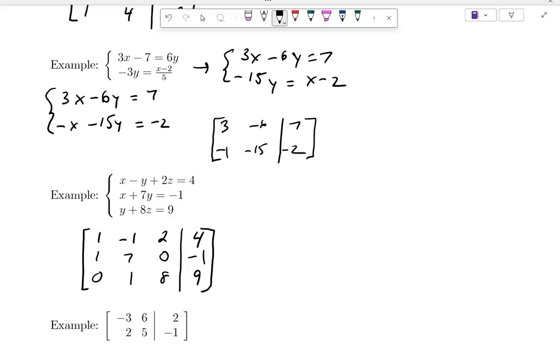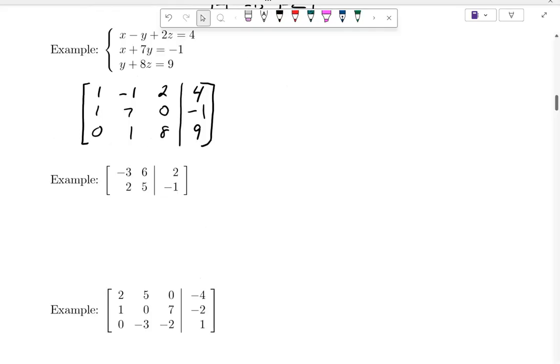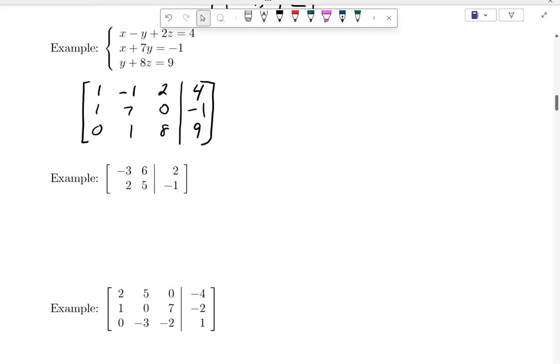All right. Let's see if you can go the other way. I give you an augmented matrix and ask you to write the system. Okay. 2x plus 5y equals -1. Yep. Okay.